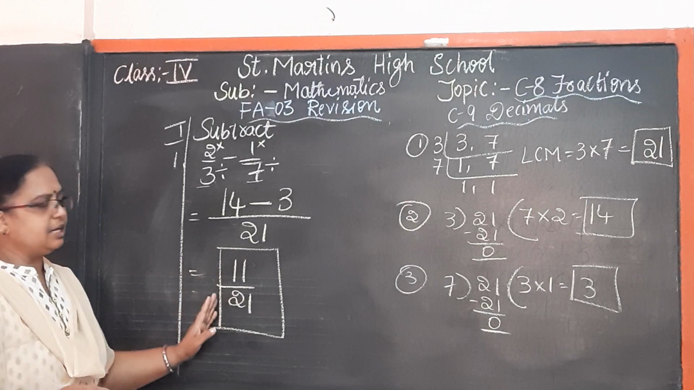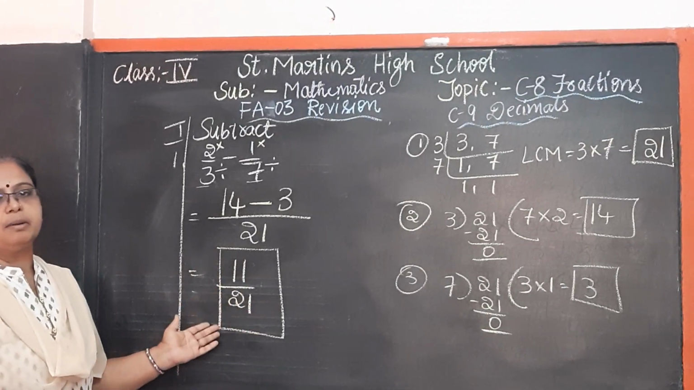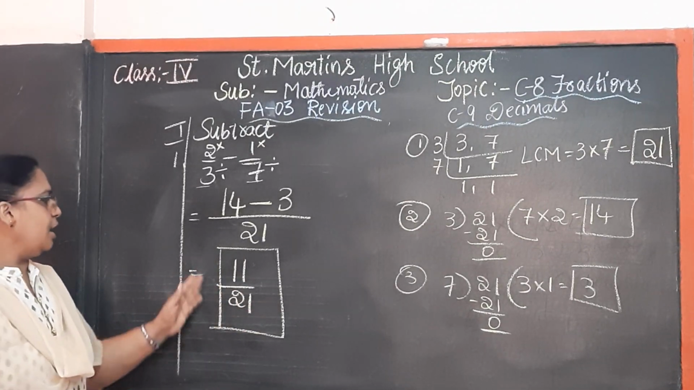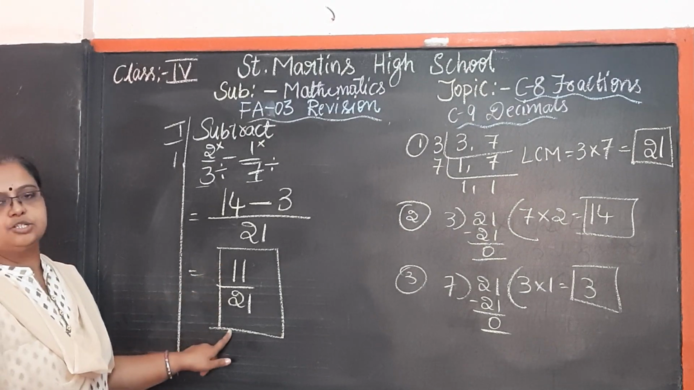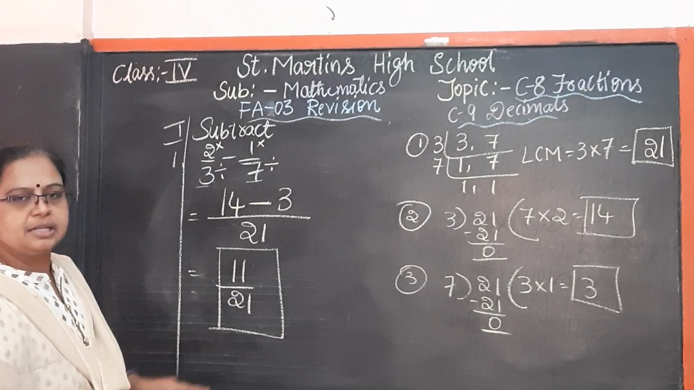Thus, children, further we cannot divide. It is not a multiple of a single digit number. So, we have to stop at 11 by 21. Yes, children, let us repeat this once again.